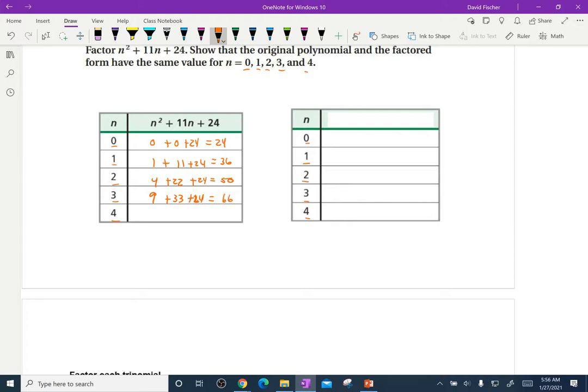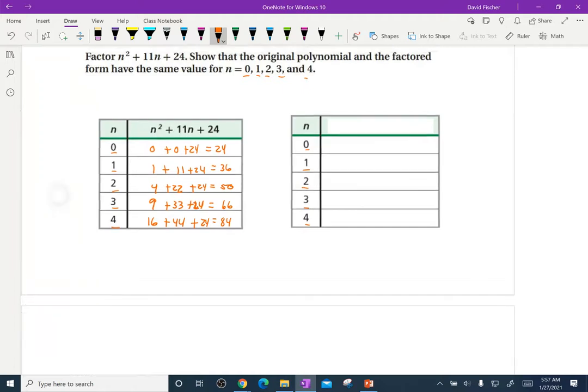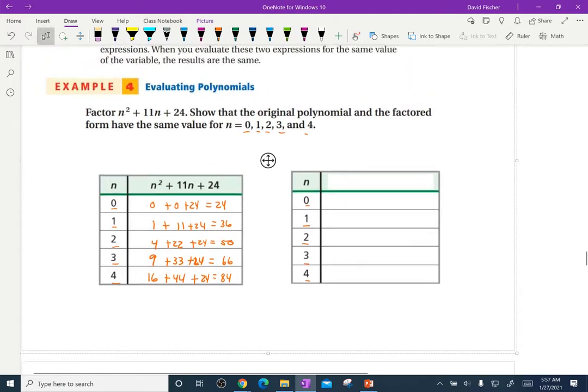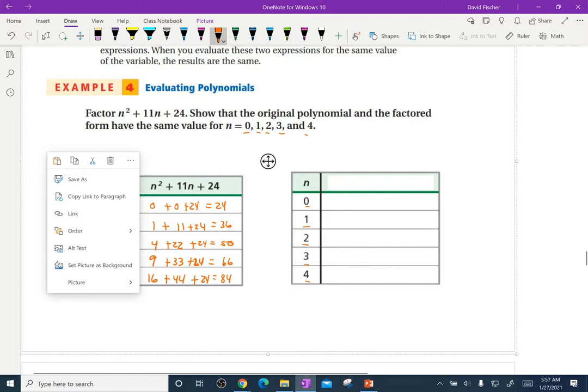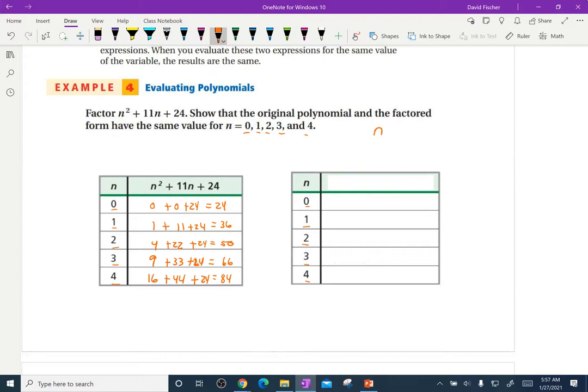66. That's 16. That's plus 44 plus 24. All adds up to 84. All right, so those are our numbers there with it in as a trinomial. Now what we want to do is they said, and now have the factors. We're proving that when I factor it, I have the same value. So let's go up here and let's factor this guy. N squared plus 11n plus 24.